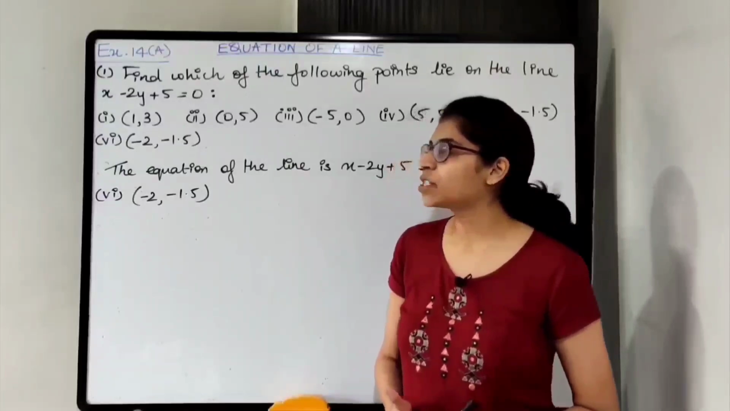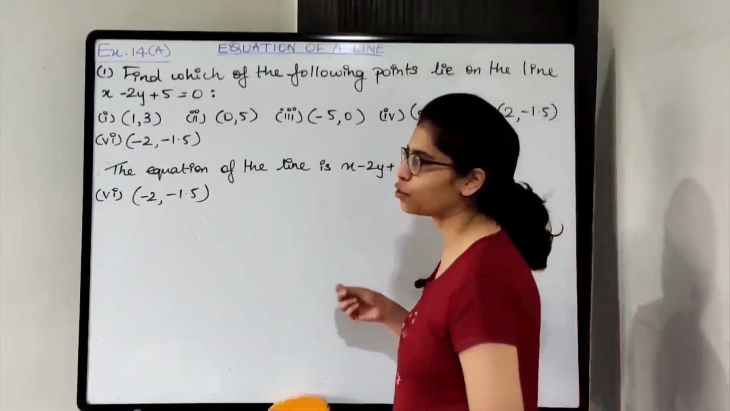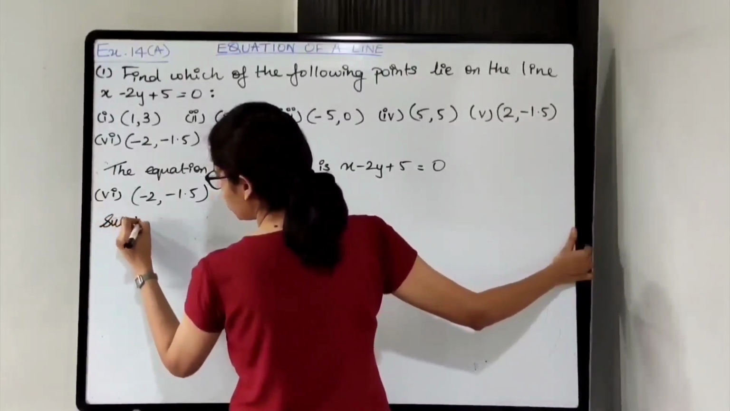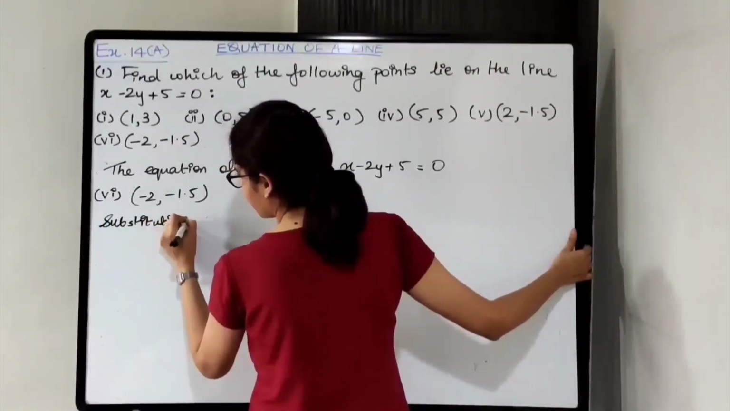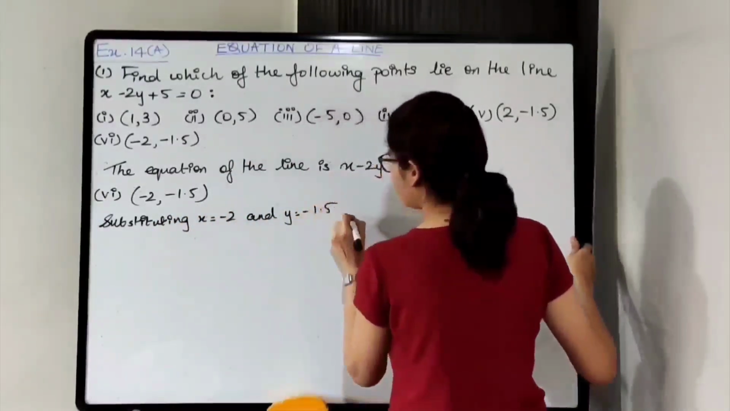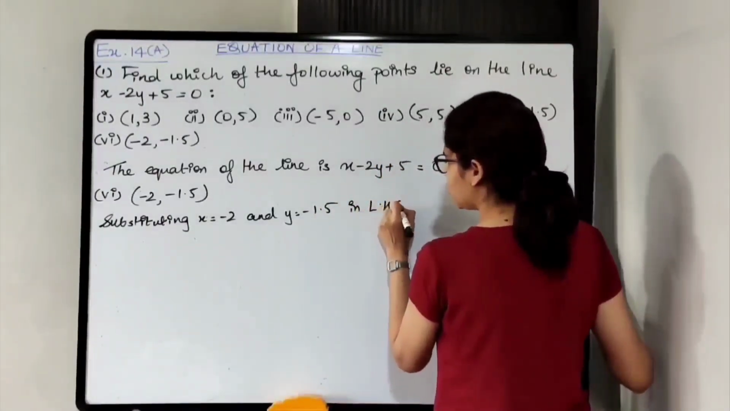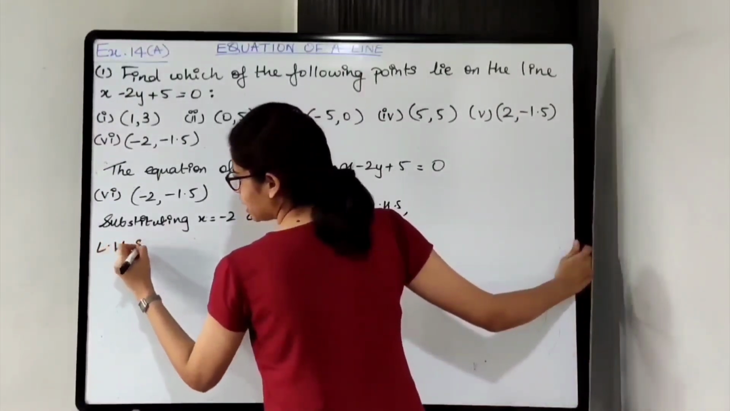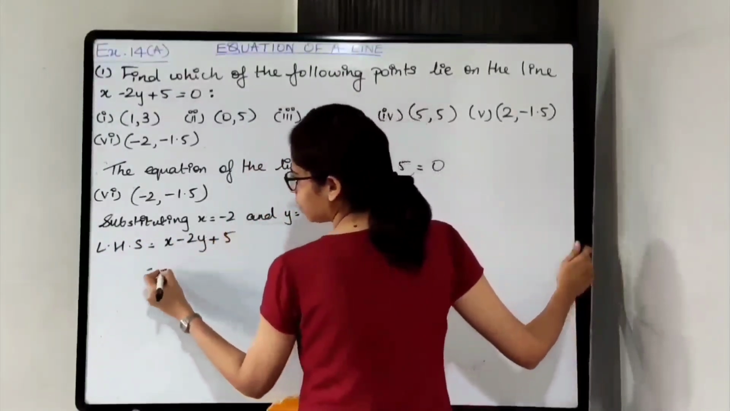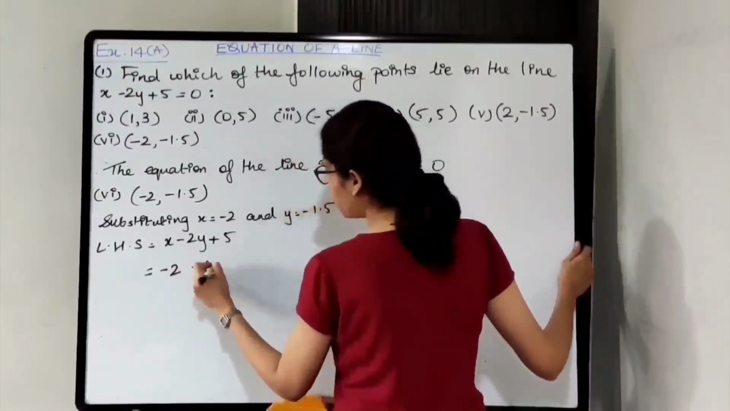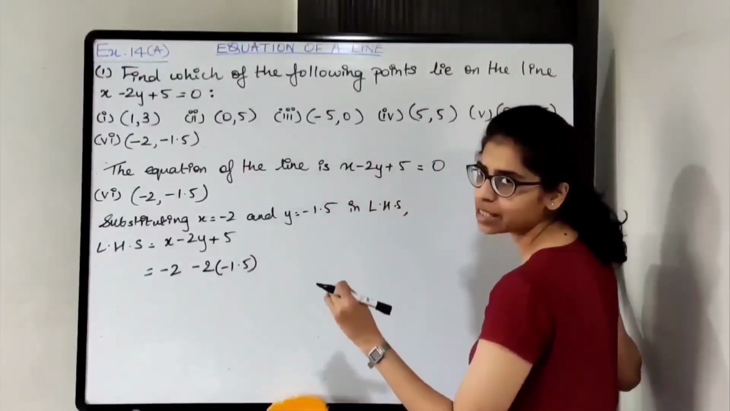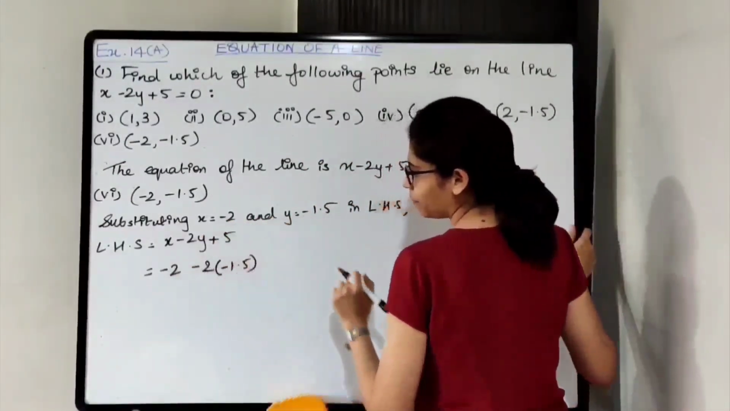Next coordinates are minus 2, minus 1.5. So we will substitute x as minus 2 and y as minus 1.5. So substituting x equal to minus 2 and y equal to minus 1.5 in the LHS. So LHS is x minus 2y plus 5. x is minus 2, minus 2 into y is minus 1.5. So don't forget to put the signs. Okay, minus in both.